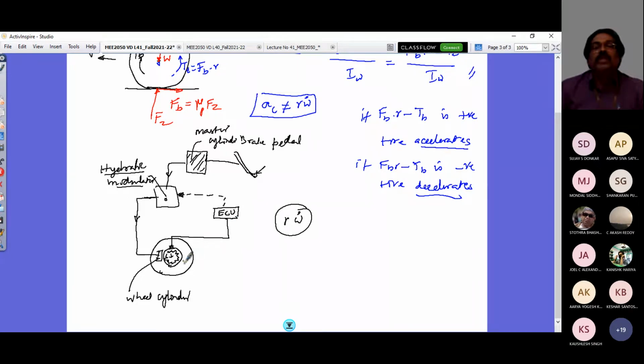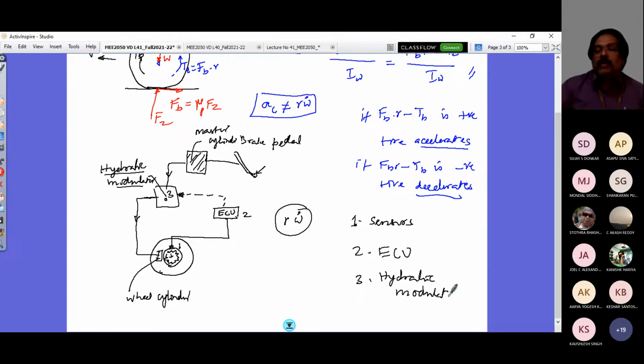So essentially, what are all the components it will have? First, the sensor, which is the electromagnetic speed pickup sensor. Number two is the electronic control unit. The function of the electronic control unit is to receive the signal and see whether it says the wheel is about to lock, then send the signal here, the pressure is reduced, and the locking is averted. Then again a signal will be sent to increase the pressure, and so on. That is the role of the electronic control unit: send the signal to the hydraulic modulator. Number three is the hydraulic modulator. And number four is the wheel cylinder.